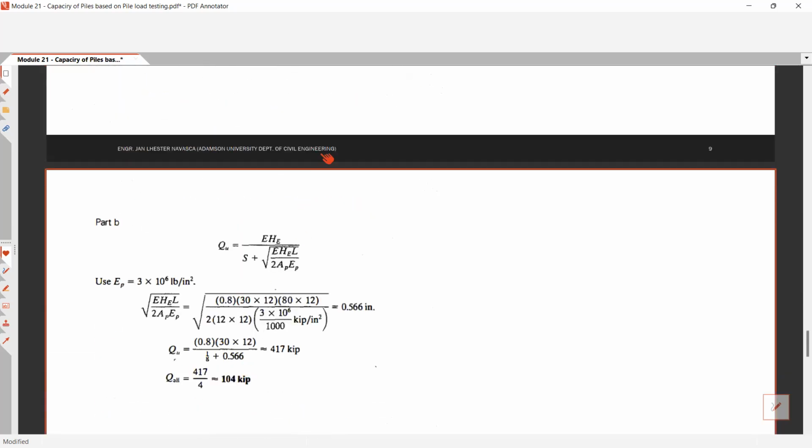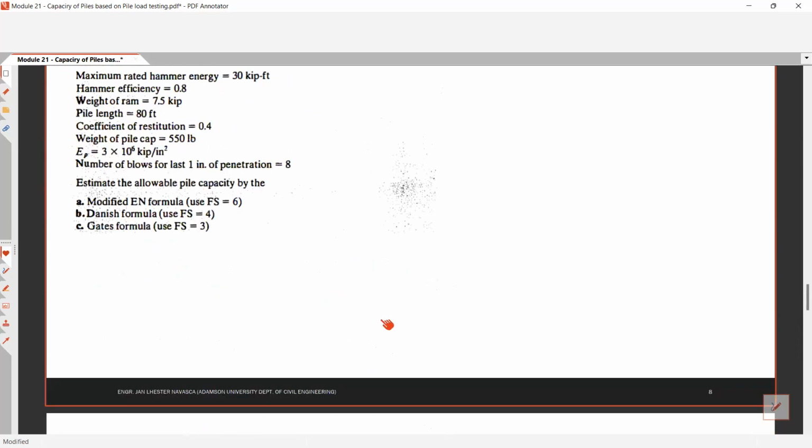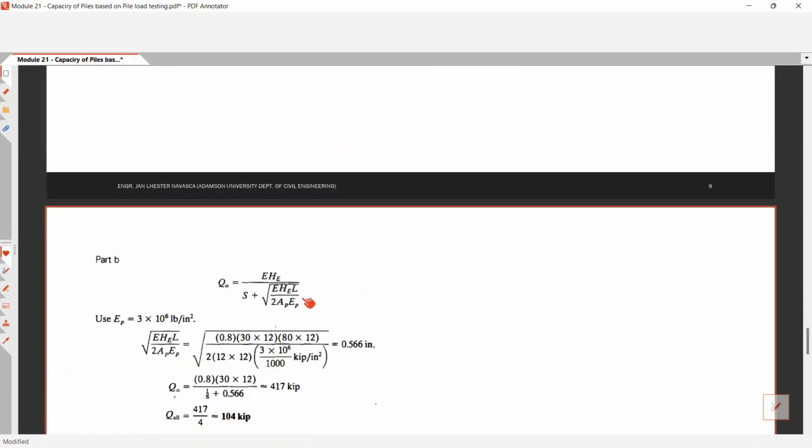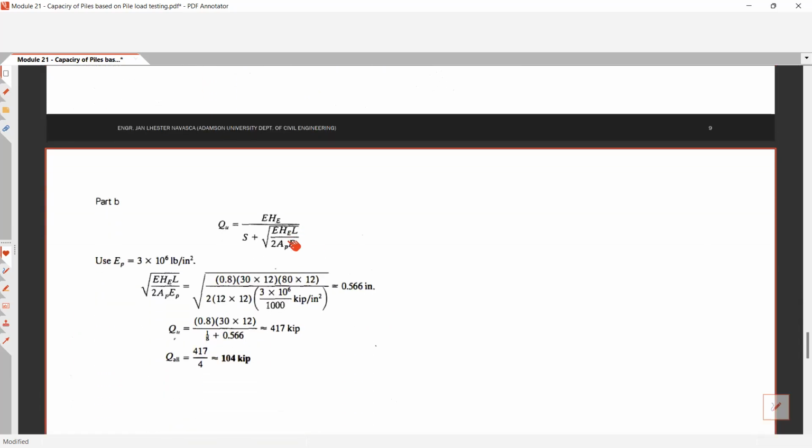Okay, so for part B, determine natin yung capacity of piles based on the Danish formula. So given natin yung Danish formula na ganitong equation, that is Q sub U is equal to E_H E over S plus square root of E_H E L over 2 A_P E sub P. And E sub P is the modulus of elasticity of the pile material, which is this one. So solve muna natin tong equation na to.